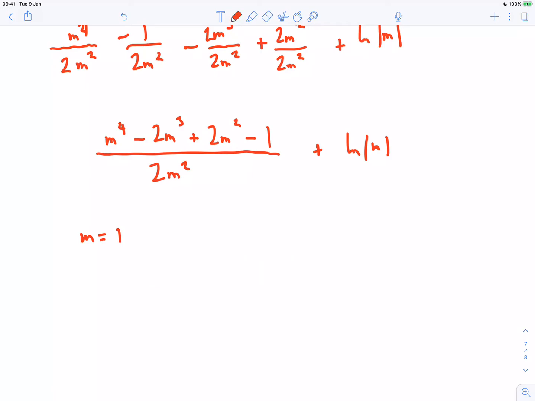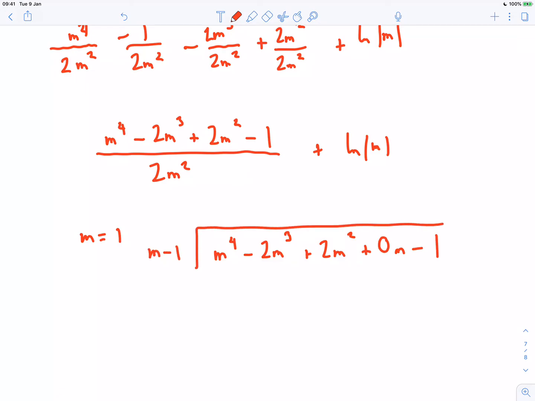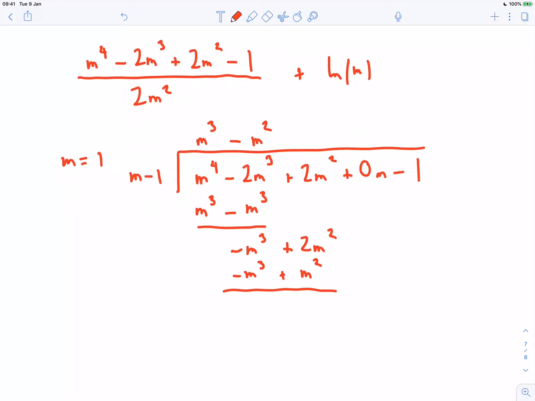Fine. So we'll have m to the 4 minus 2m cubed plus 2m squared plus no m minus 1. Long divide that by m minus 1. So m's in m to the 4 is going to be m cubed. So that's going to be m cubed minus m cubed. So when I subtract that, minus 2m cubed minus minus m cubed is going to be a minus m cubed plus 2m squared. So that needs to be a minus m squared. So that'd be minus m cubed plus an m squared. So then subtract 2m squared minus m squared is going to give an m squared.